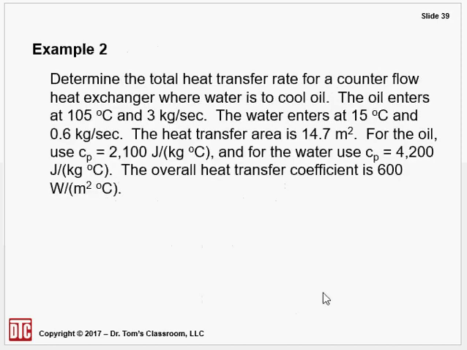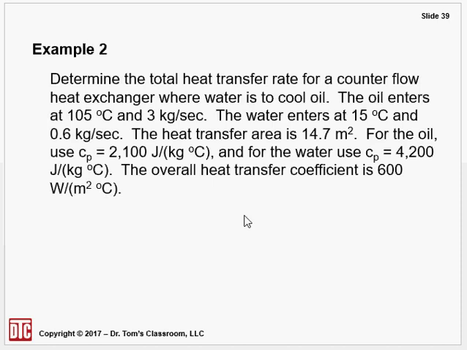Okay, well, let's look at an example here and do all the different things. What we want to do is determine the total heat transfer rate, that's of course capital Q, for a counterflow heat exchanger where water is used to cool oil. The oil enters at 105 and 3 kilograms per second. Water enters at 15 degrees C and 0.6 kilograms per second. You see that you're not given any exit temperatures here. You're given the heat transfer area, 14.7 square meters.